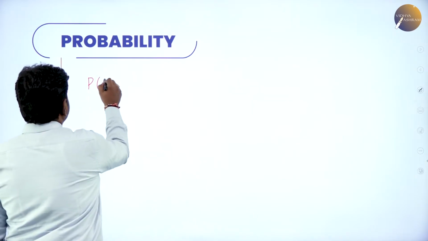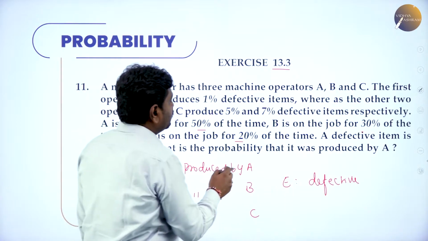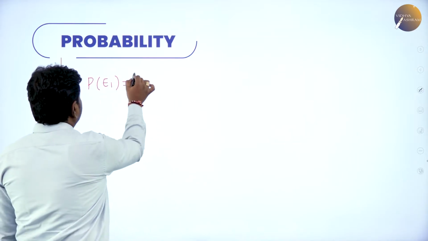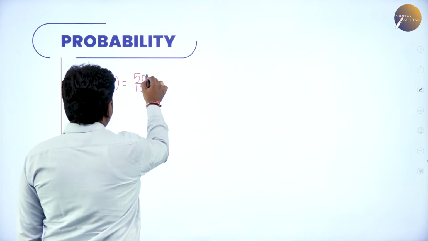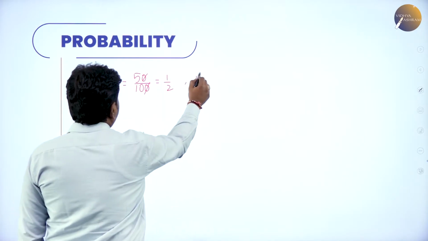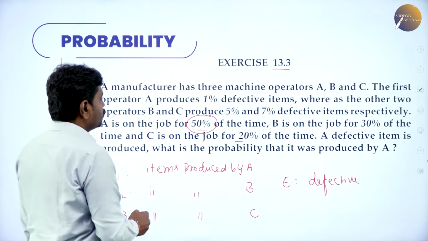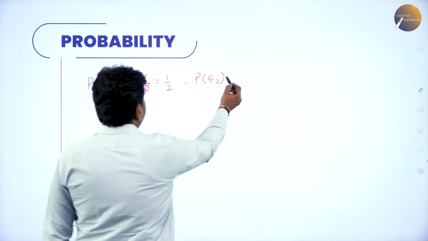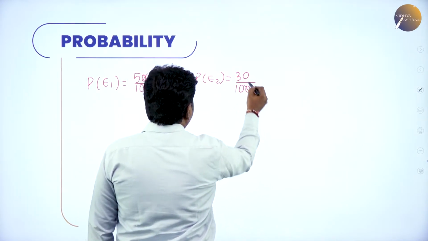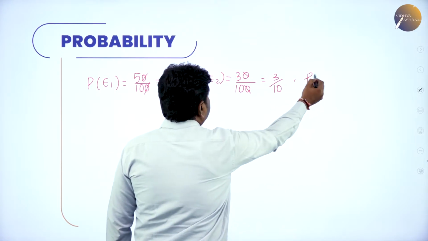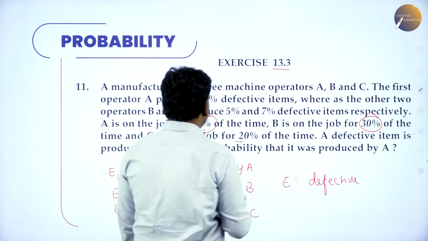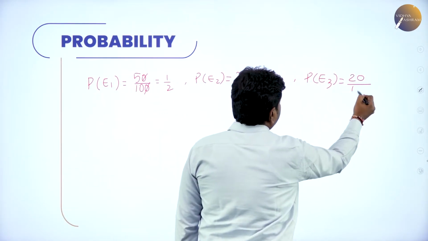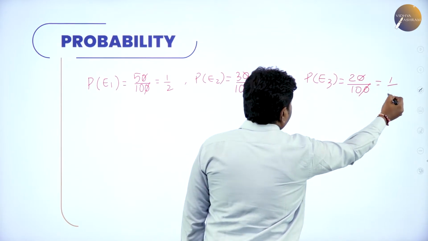So P of E1 means items produced by machine 1. They told the operator A is producing 50%. 50% means 50 by 100, that is, 0, 0 cancels, 1 by 2. Then P of E2 means probability of machine 2. Machine 2 is for 30%. 30% means 30 by 100, 0, 0 cancels, it will be 3 by 10. P of E3 means probability of third, items produced by machine C is 20%. 20% means 20 by 100, that is 1 by 5.